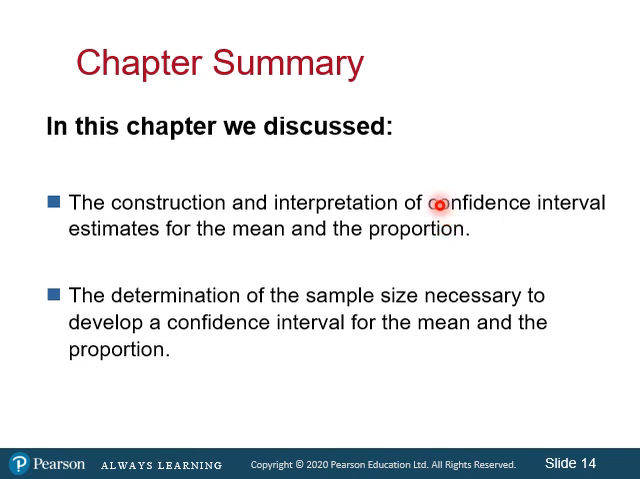So finally, the chapter summary. What we have covered in this chapter is we have discussed the construction and interpretation of confidence interval estimates for the mean and also the proportion, and also how to determine sample size, which is necessary to develop confidence interval estimates for the mean and the proportion.